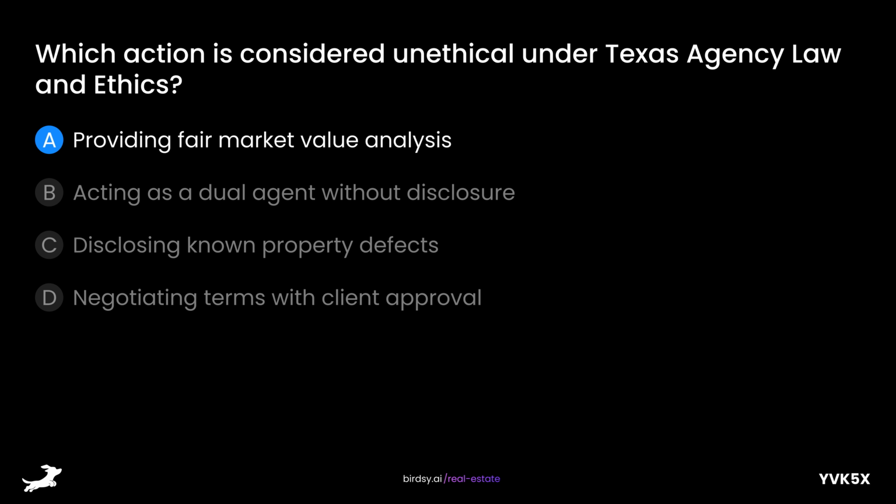Is it A, providing fair market value analysis, B, acting as a dual agent without disclosure, C, disclosing known property defects, or D, negotiating terms with client approval? The answer is B, acting as a dual agent without disclosure.